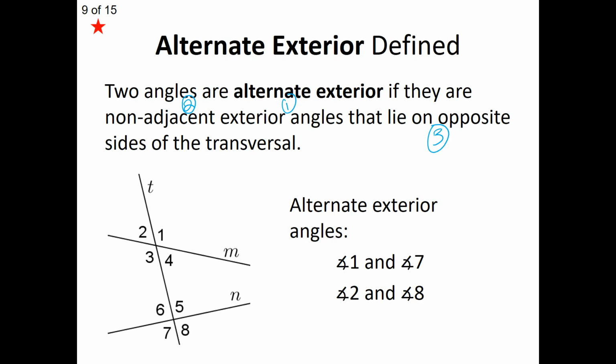So if I were to look at angle 1, that's one of my exterior angles. Angle 1 is exterior, good. It has to be non-adjacent to another exterior angle. Well, it's adjacent to angle 2, which means it's not adjacent to 7 and 8. And then it has to lie on opposite sides of the transversal. Well, then 1 and 7 would be our pair of alternate exterior, and 2 and 8 would be another pair of alternate exterior angles because they're exterior angles, they're non-adjacent to each other, and they lie on opposite sides of the transversal. So very similar to how alternate interior angles work, except we're dealing with our exterior angles in this case.